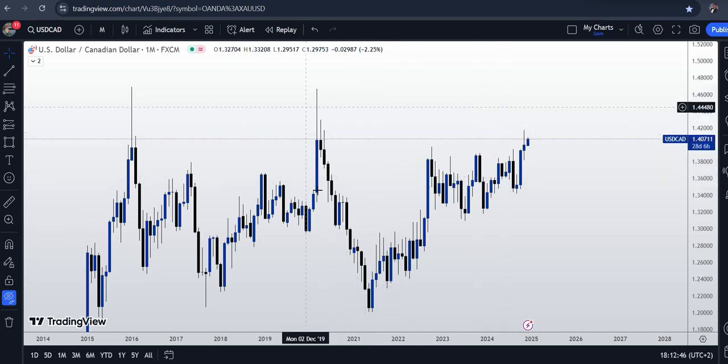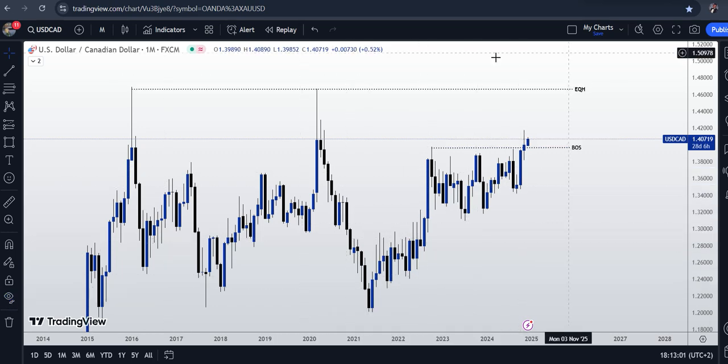Okay. So now, without wasting much of your time, we can see this is USD CAD from the monthly time frame, and I'm going to mark my key important areas, my key zones. We can see price has created equal highs there, and right now where we are, which is here, price was ranging, and we can see that price broke structure from this level.